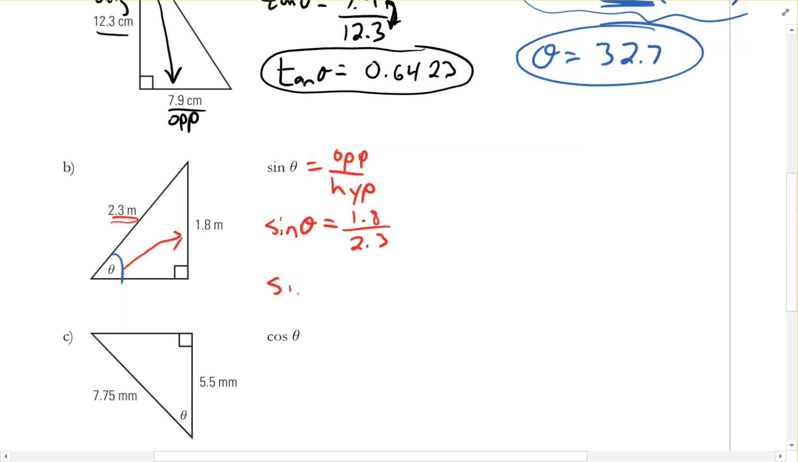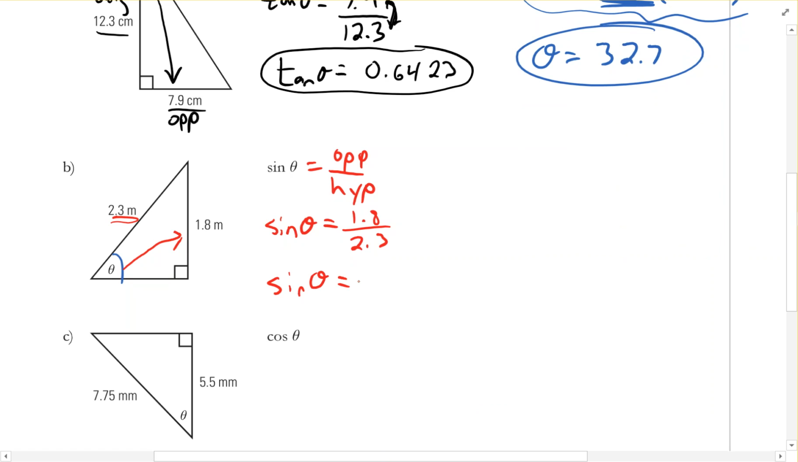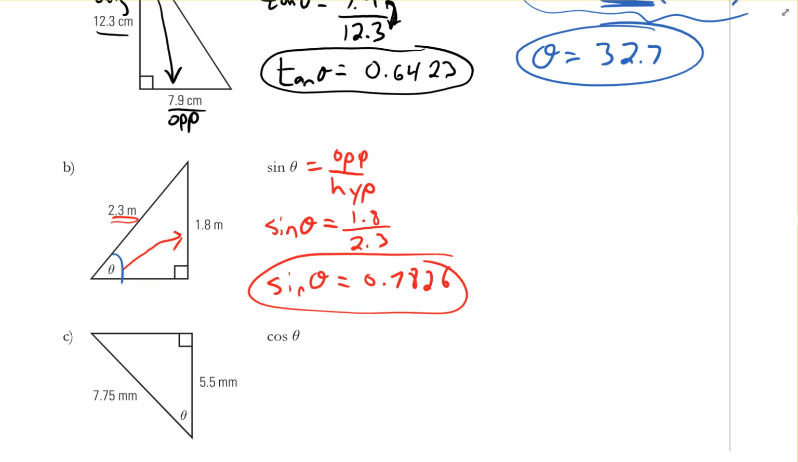Sine theta is equal to 1.8 divided by 2.3, which is 0.7826. Okay, so that's the first part. The second part says we need to find out what the angle is. So I'm going to say sine theta is equal to 0.7826. And now you just have to do that thing in your calculator.